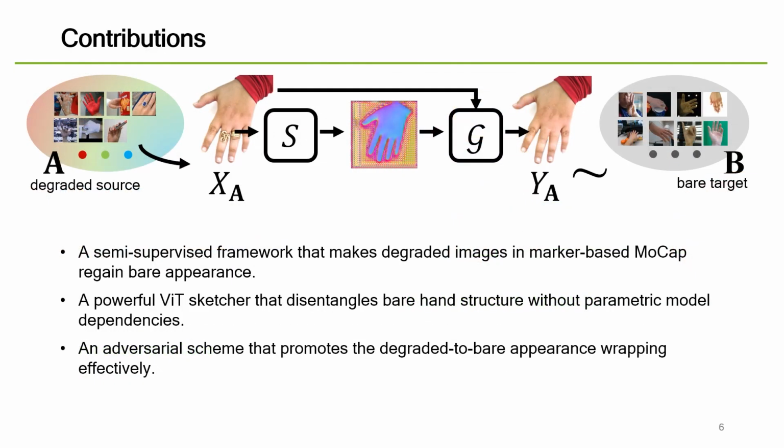To conquer this obstacle, the main contributions contained in this work are as follows. As a whole, we developed a semi-supervised framework that makes degraded images in marker-based mocap regain bare appearance. Before translation begins, a powerful ViT sketcher is designed to disentangle bare hand structure without parametric model dependencies. Its results are later used to compensate for the structural consistency between the source and target. A novel adversarial scheme is further proposed for the translator's training. It promotes degraded to bare appearance wrapping effectively.